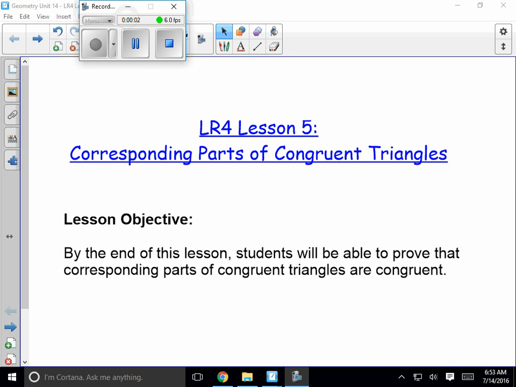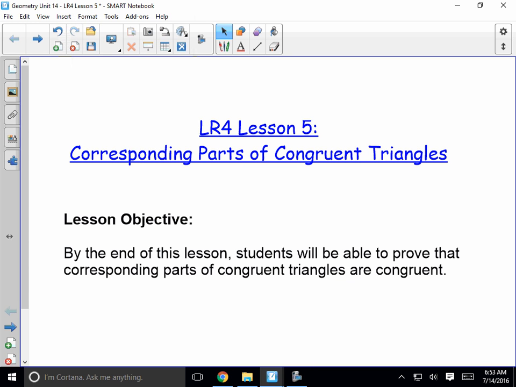Hello, and welcome to today's lesson where we're going to go one step beyond with our two-column proofs. In our last lesson, we used the two-column proof to prove that the triangles were congruent. And today we're going to go one step further and prove that parts of the triangles are congruent.